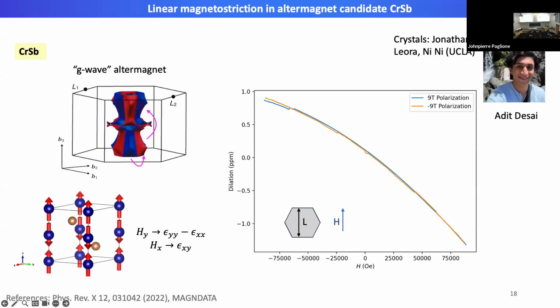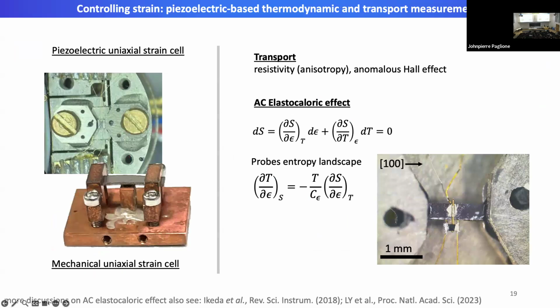So this is one leg of the kind of measurements, and for the other experimental approach we take in our lab, we try to control the strain of the different materials. Here are two typical strain setups we have in our lab. The first one is a piezoelectric strain cell, where you can independently control the position of the two ends of this crystal that's mounted here.